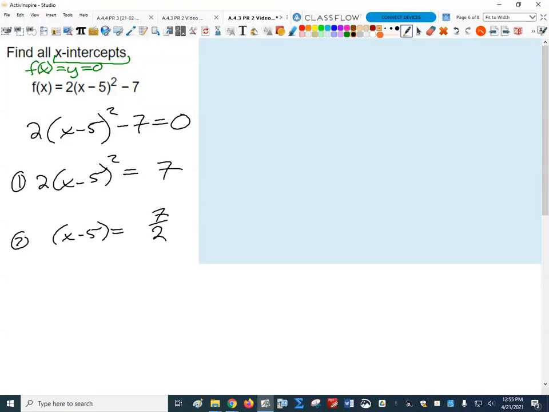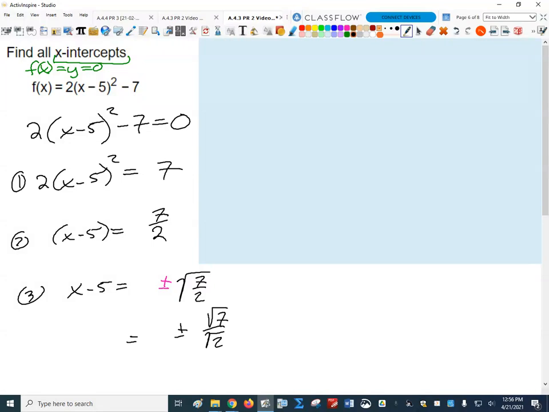Step 3, root it. Okay, so we get step 3, x minus 5 equals, okay, but plus or minus. First thing, you don't forget that. That's the first thing I want to hear is plus or minus the square root of 7 halves. Well, we got to simplify that, okay? 7 halves can't be reduced, so what's the first thing I probably want to do here? Okay, good, split it. Separate square roots, top and bottom. So we get plus or minus the square root of 7 over the square root of 2.